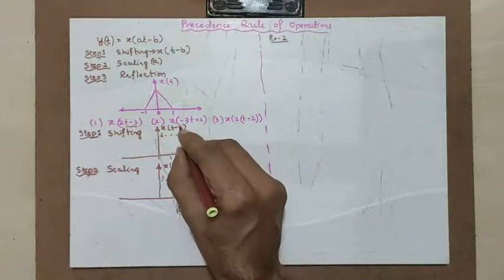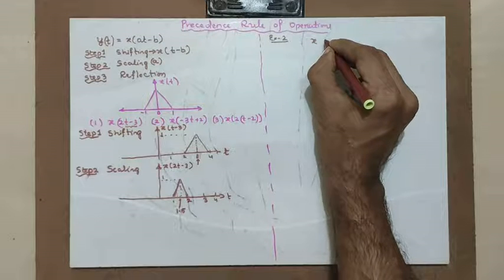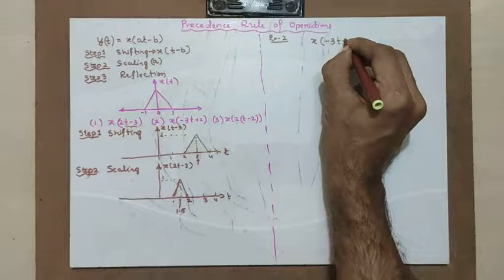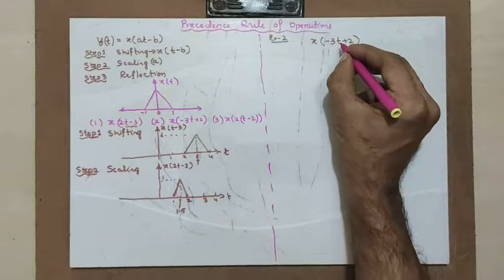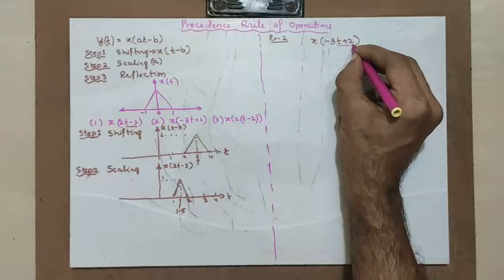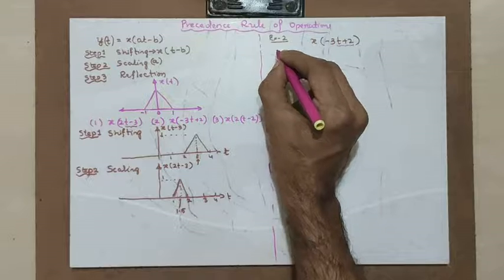Example 2. The given problem is x of minus 3t plus 2, isn't it? What is the first step here? Please note the first step is t plus 2. I just do that now.